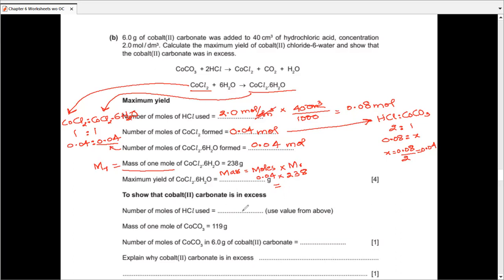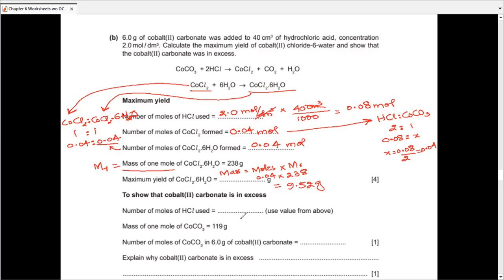Sir, 9.52. 9.52 grams. Three significant figures. Perfect answer. So we had four fill in the blanks over here, and we had 4 marks, which means every step consisted of 1 mark, right?